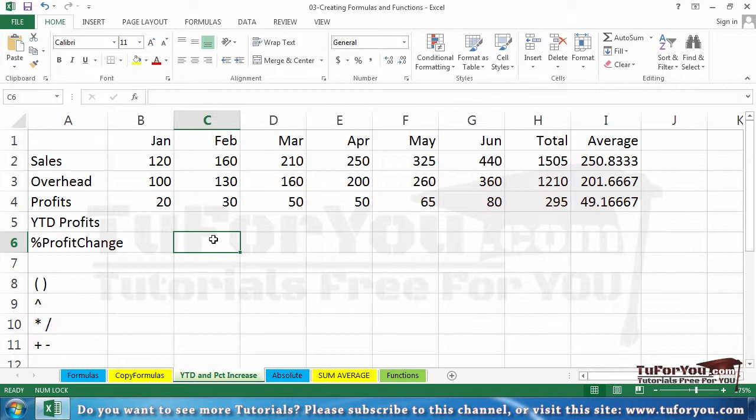To calculate the percent profit change, we need to first figure out how much change has occurred. We need to subtract these two and then divide by the starting point. In other words, the difference is 10. We'll divide it by 20. This represents 50% growth and that's what we hope to see in our formula here. Let's do the subtraction first. Equal the February entry minus the January entry, and then divide that by the January entry.